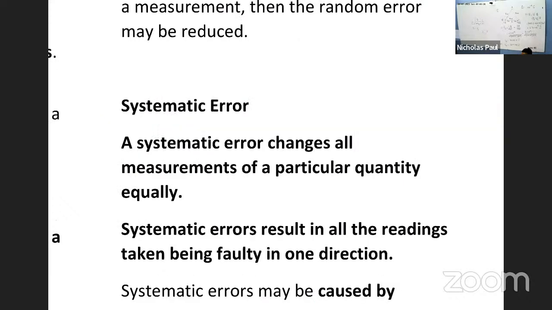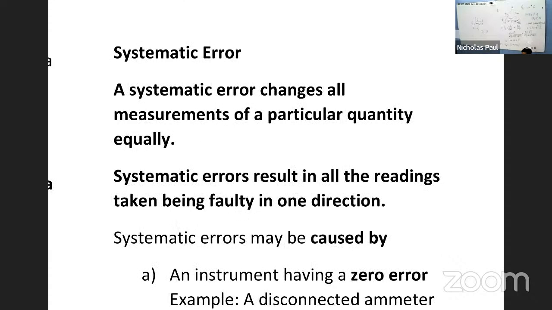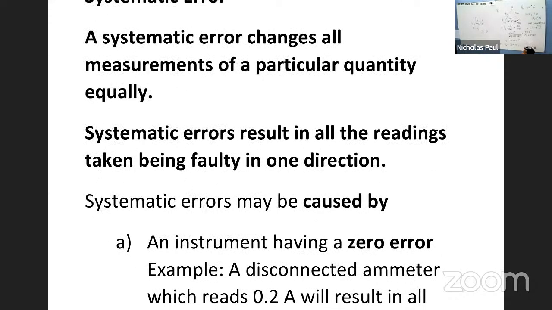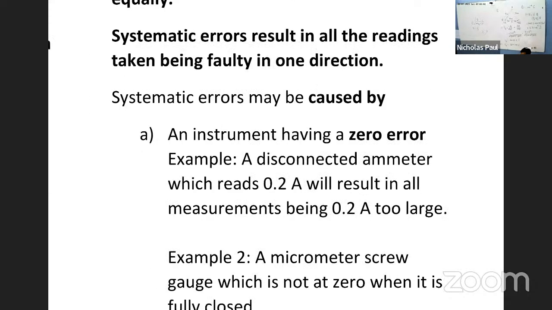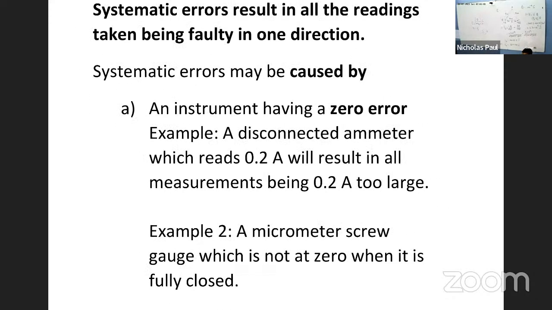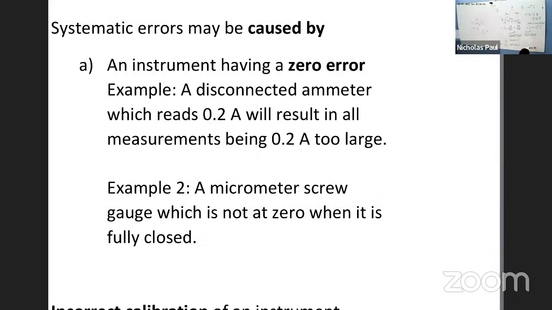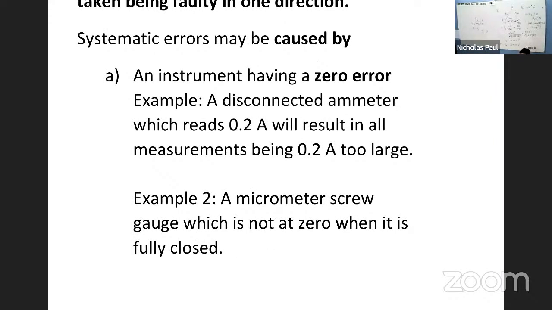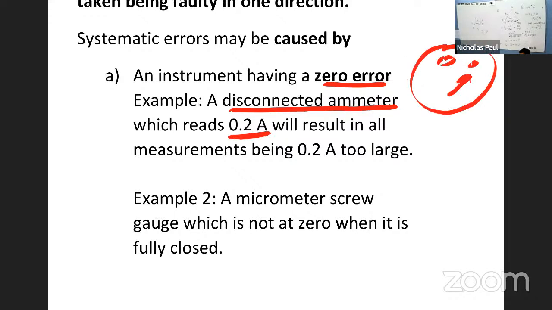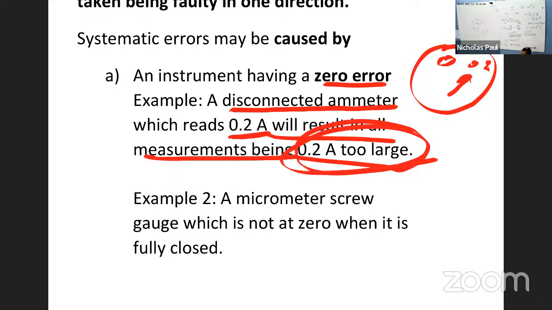Systematic errors. A systematic error changes all the measurements of a particular quantity equally. Systematic errors result in all the readings being faulty in one direction. Systematic errors may be caused by, one, a zero error. For example, a disconnected ammeter reading 0.2. So instead of starting at 0, it starts way down here at 0.2. It will result in measurements that are 0.2 too large. Okay? How do we cater for that, Shirish?